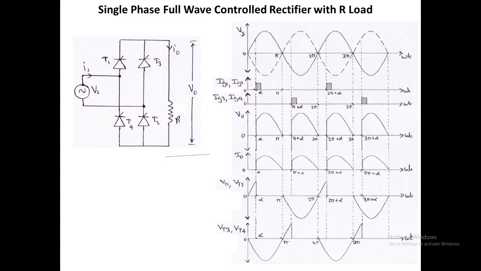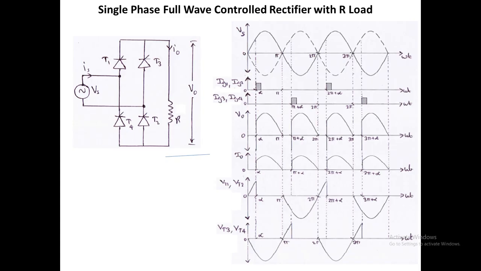V0 is the output voltage waveform, and we can consider 0 to alpha and alpha to pi. T1 and T2 will be in forward bias, but they will start the conduction at alpha after we give the firing pulses. So from 0 to alpha there will not be any conduction, no devices will be conducting, so the output voltage will be 0. And from alpha to pi, T1 and T2 will be conducting, and the output voltage will follow your input sinusoidal voltage waveform.